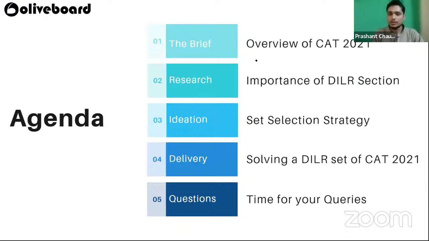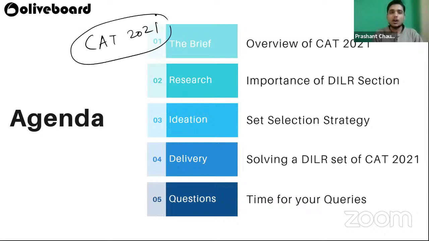I will brief you about what we are going to do today. First, we will take an overview of what was in CAT 2020, so we will understand how the CAT 2021 paper was. Then we will move to the DILR section, where we will see how DILR is so important, more important than QA as well as VARC, right?